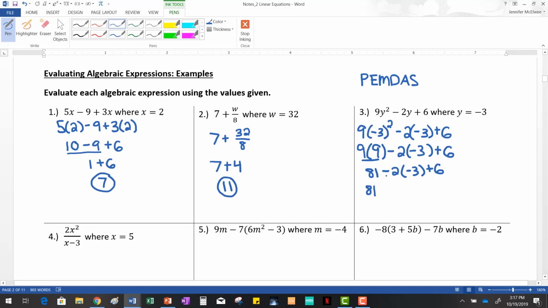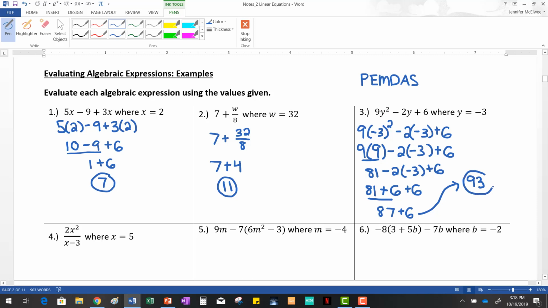So the 81 comes down, and if I do negative 2 times negative 3, I'm going to get a positive 6. You could also think about it this way. If this is minus and this is a negative, I'm going to get minus a negative, which again is the same as addition. And I do have another plus 6 here, so I'm going to bring that down. Okay, so left to right. And one more problem to do. When I run out of room, I'm just going to make a little arrow just to point to a new column here. 87 plus 6 is going to give me 93.